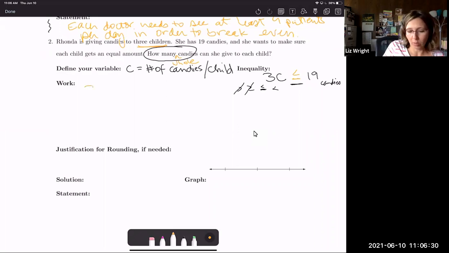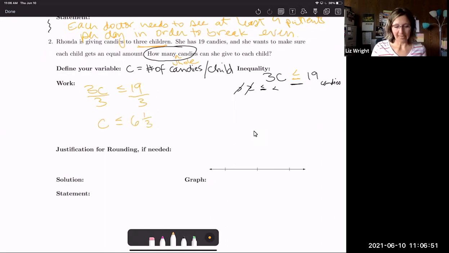Let's copy our inequality down here. 3c is less than or equal to 19, and let's show our work. Divide both sides by 3, and c is less than or equal to, oh, that's not going to go into it evenly. How many times is it going to go into it? 6 times. 6 times 3 is 18, with 1 left over. So it's going to be 6 1/3 candies, but we already talked about it has to be whole candies.